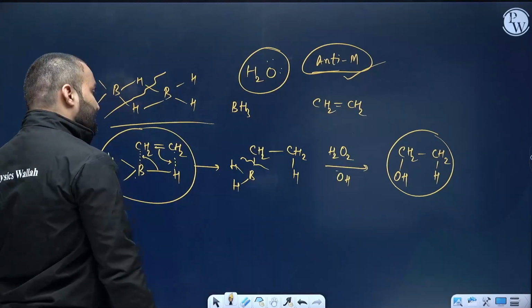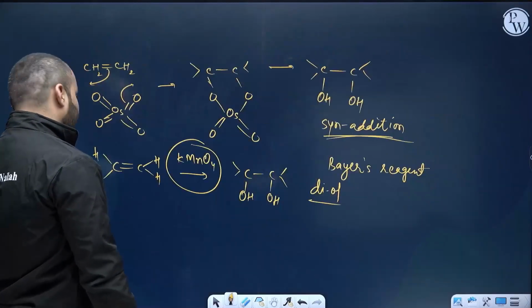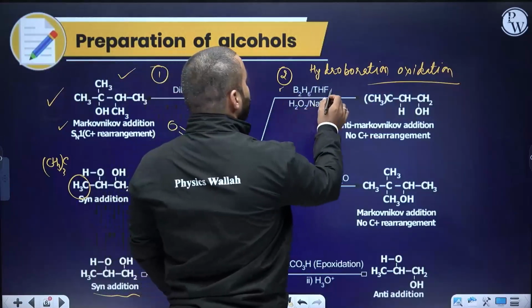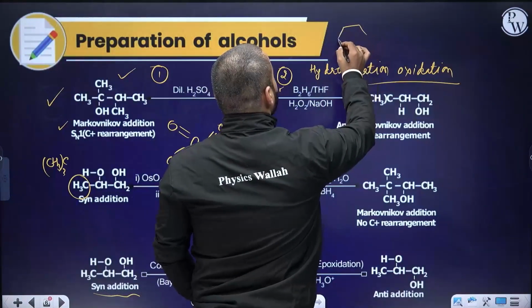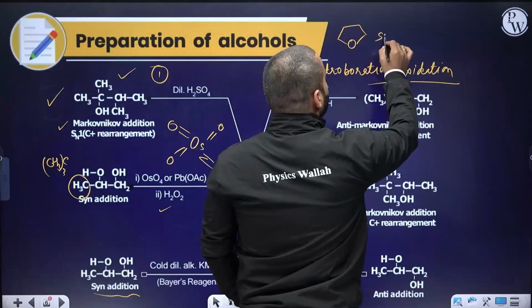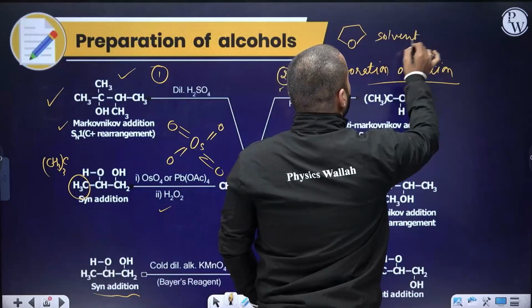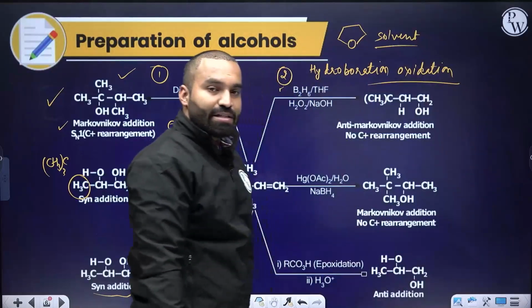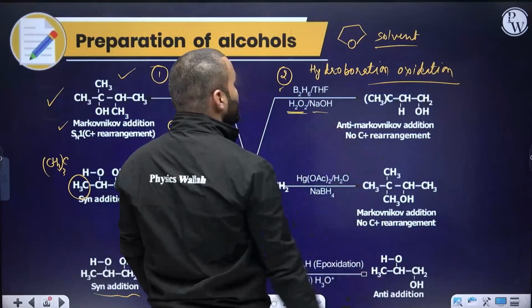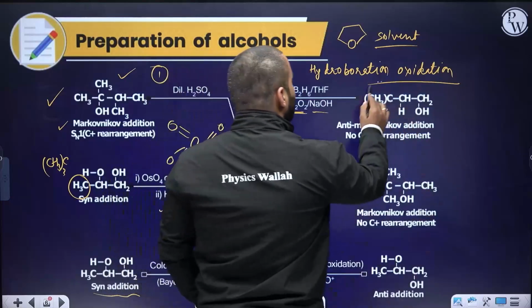Let's come back and see if we have done what we were desiring to do. See this? We take B2H6 in THF. What is THF? Tetrahydrofuran. That's one of the cyclic ethers. That's just a solvent here. Nothing else. No other role for it. Then basic medium and H2O2 together will produce an alcohol.